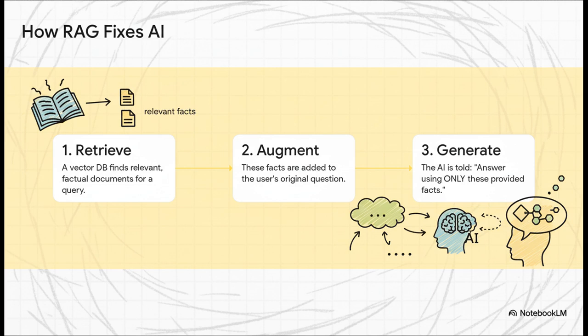Before the AI even tries to answer your question, it first does a super fast vector search on a database of trusted, up-to-date information. It grabs the relevant facts, adds them to your original prompt, and then gives the AI one critical instruction. Answer this question, but you can only use the facts I just gave you. This one step grounds the AI in reality.